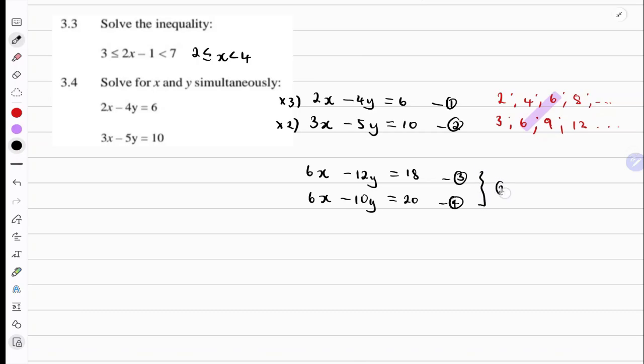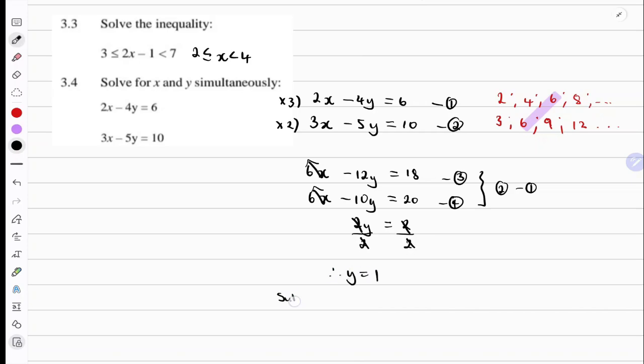If you subtract equation 3 from equation 4, 6x minus 6x, those cancel out. Negative 10 minus negative 12 is the same as saying negative 10 plus 12, so it's 2y. And 20 minus 18 is 2. Divide by 2, 2 and 2 cancel, 2 and 2 cancel. Therefore, y is equal to 1.